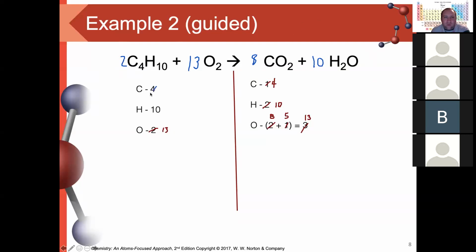So if I did that multiplying by 2, now let's reevaluate. 2 times 4 is 8. 2 times 10 is 20. 13 times 2 is 26. 8 times 1 is 8 for the carbon. 10 times 2 is 20 for the hydrogen. 8 times 2 is now 16 plus 10.